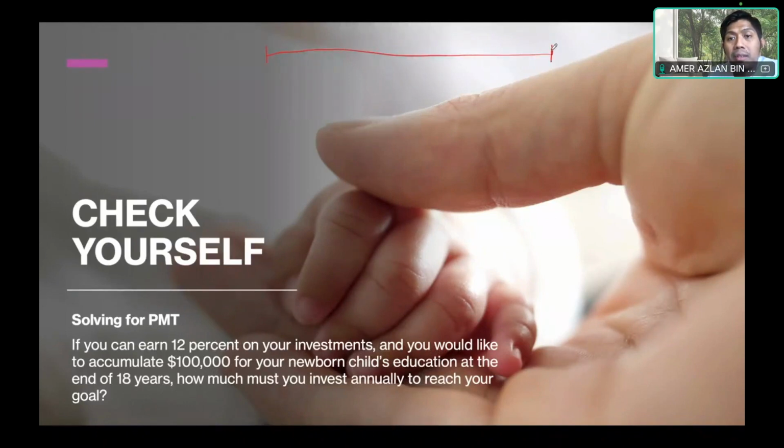So you are about to plan for your newborn child, okay? And when your daughter reaches the age of 18 years old, you want to have at least $100,000 in her account, right? And you plan to save in financial or investment instruments that can give you a return of around 12%.